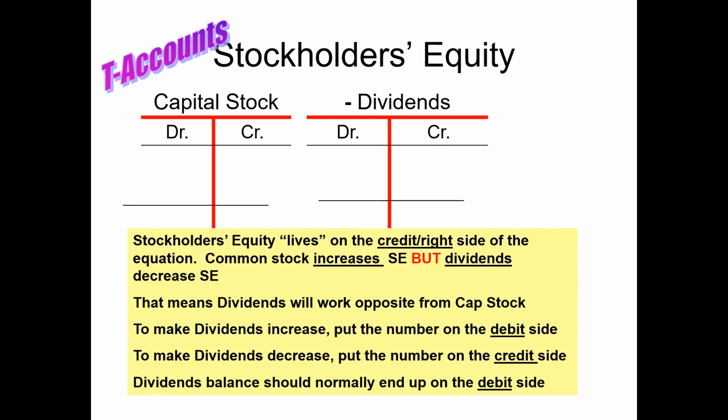To make dividends increase, we'll put the number on the debit side. To make dividends decrease, we'll put the number on the credit side. Dividends balance should normally end up on the debit side.